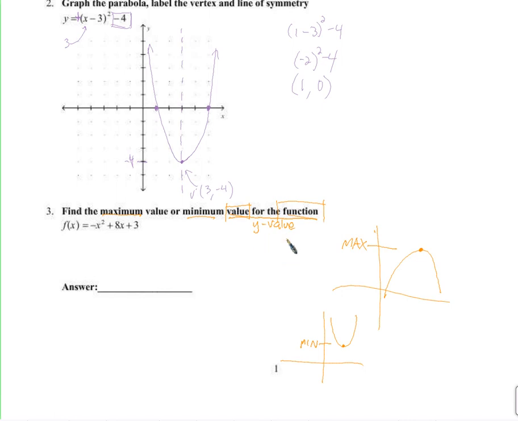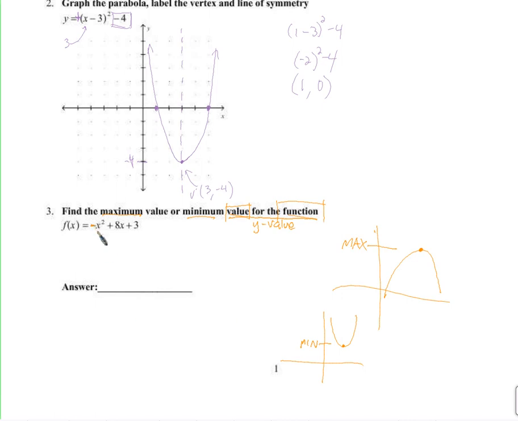The input, a little bit boring, whatever. Put whatever you want. The output is what makes a function different from another function. So when I say the maximum or minimum value, I'm looking for the y value. Where is that maximum or minimum y value? At the vertex. So I need to find the vertex, and the y value of the vertex is my maximum or minimum. And depending on if it opens down or up, it's a maximum or minimum.